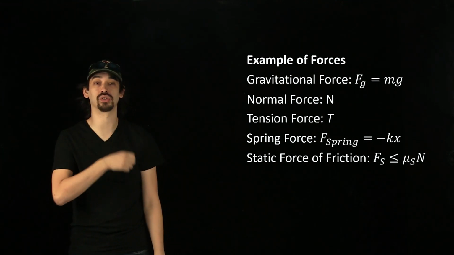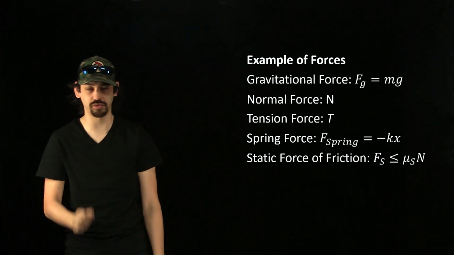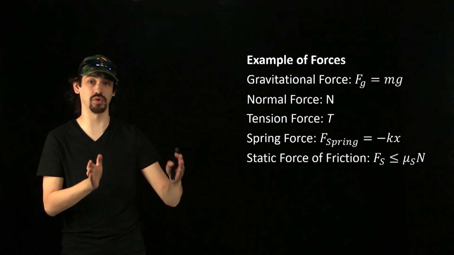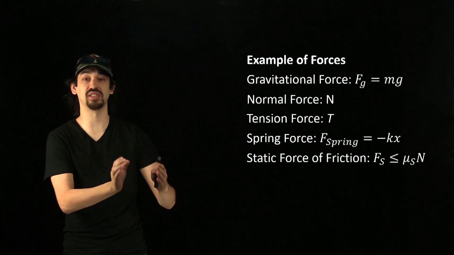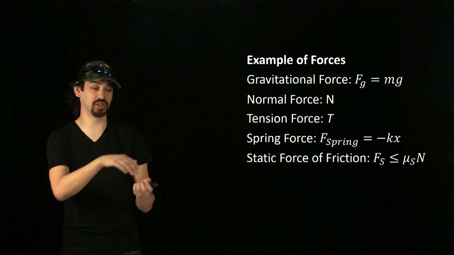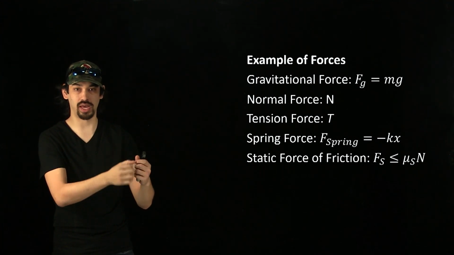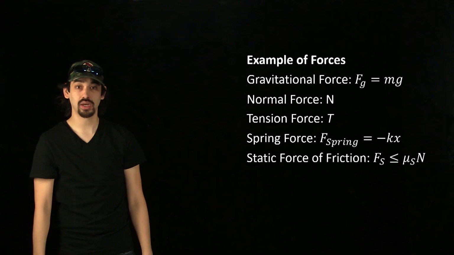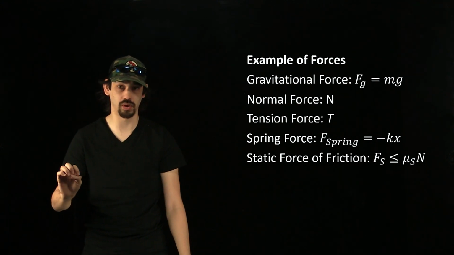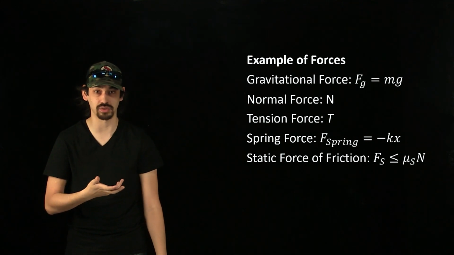Two more common forces are the force of friction, and there are two ways that you can look at it. One is the static force of friction. That's the force of friction that you experience if an object's not yet moving. The important part is that it's partially dependent on the normal force exerted on an object. It's also related to what's called the coefficient of friction. This is the mu sub s that we have in this equation.